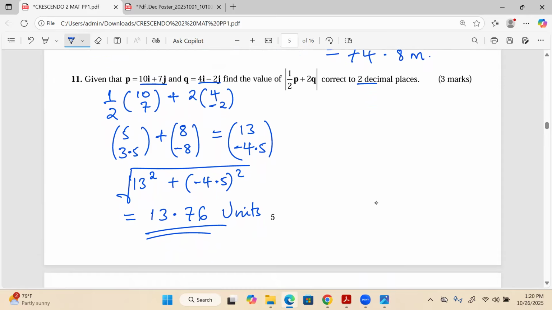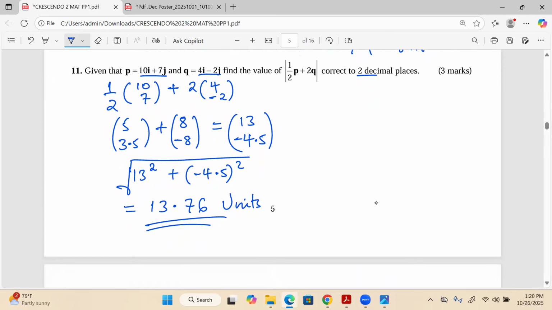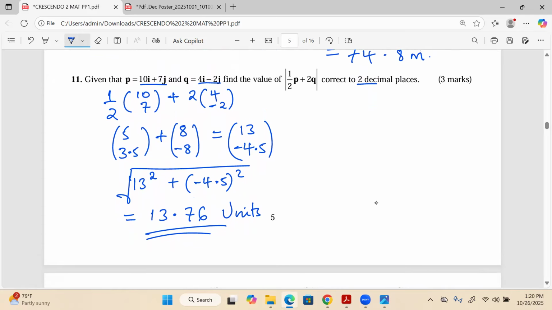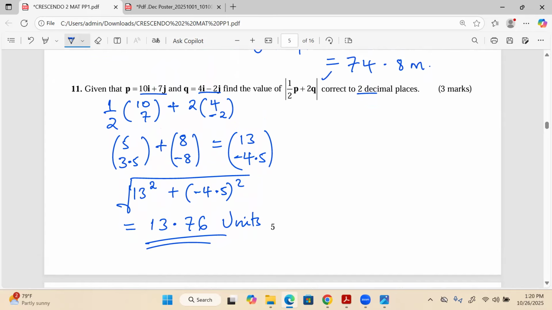Position vectors, multiplication of vectors by scalar multiples like a half and 2. After that, we have computing the magnitude of a vector, which can be typed in symbols. This means magnitude of a vector. So you should be able to interpret mathematical symbols and what they mean.